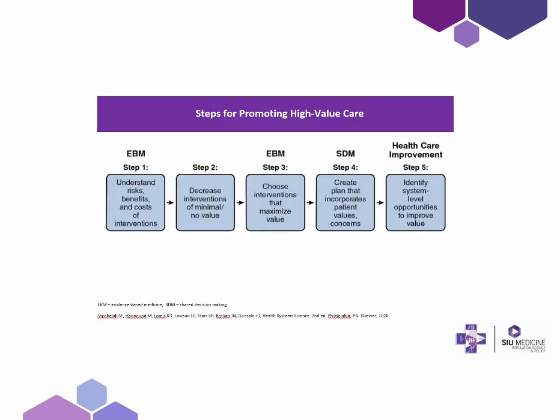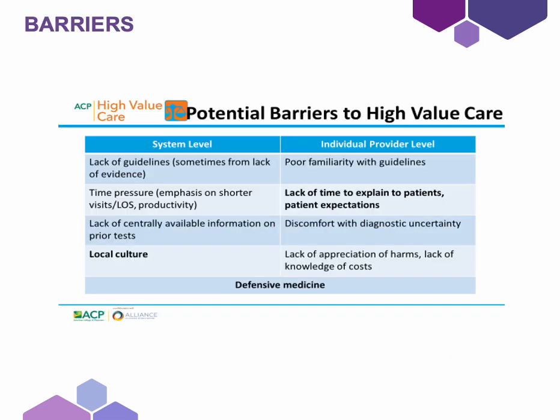So the steps for promoting high-value care are intertwined with evidence-based medicine. So step one, we really need to understand the risks, the benefits, and the costs of particular interventions. Step two, we need to decrease interventions of minimal to no value. Step three, we need to choose interventions that maximize value. Step four, we need to create a plan that incorporates the patient's values and concerns. And step five, we need to identify system-level opportunities to provide value of care.